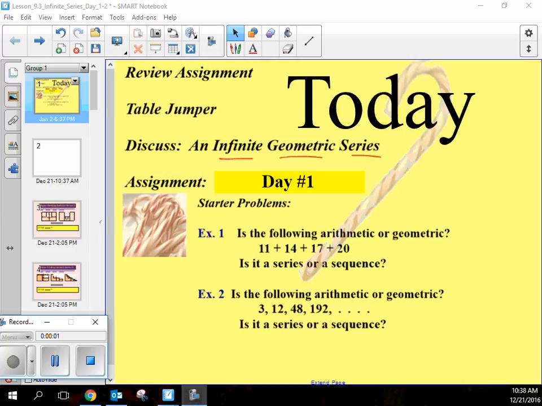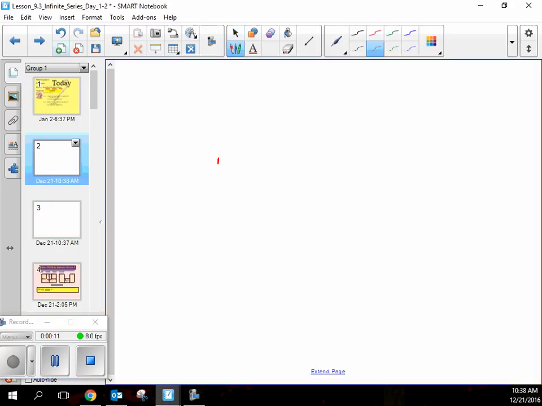Okay, today is 9.3. It's about infinite geometric series. Why don't we talk about infinite arithmetic series? Because watch, here's what it would be. 1, and then I add 2 and I get 3, and then I add 2 and I get 5, and then I add 2 and I get 7. If I do that to infinity, you can't add it up because it's just going to get bigger and bigger and bigger.